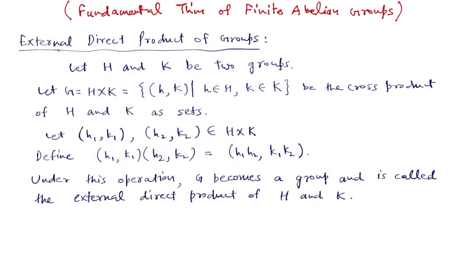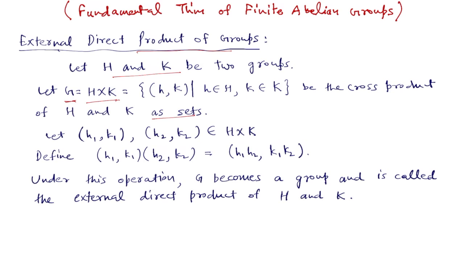In this video, we are starting the chapter on the fundamental theorem of finite abelian groups. We begin with defining the external direct product of groups. So let H and K be two groups. H cross K, let us denote this by G, is simply the cross product of these two groups as a set.